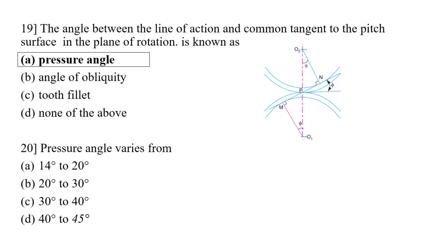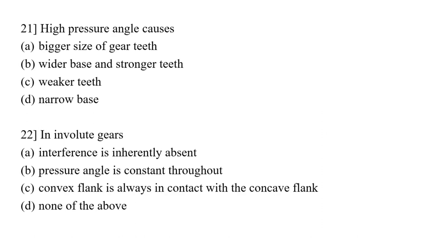Remember this. Next, pressure angle varies from, so generally pressure angle varies from 14 degrees to 20 degrees. Remember this also. High pressure angle causes, if this pressure angle increases, a wider base and stronger teeth will be formed. Their base will be wider and stronger teeth will be there for a high pressure angle.